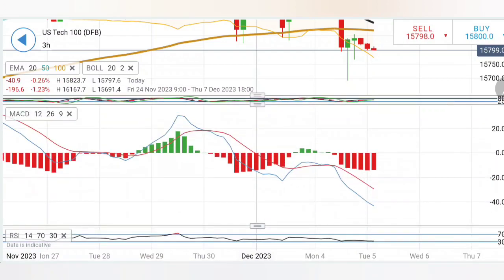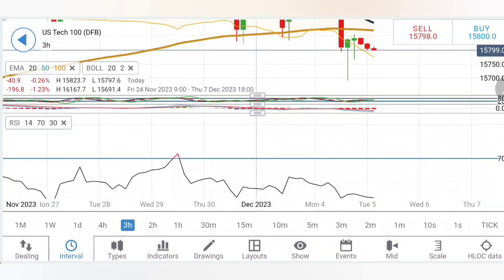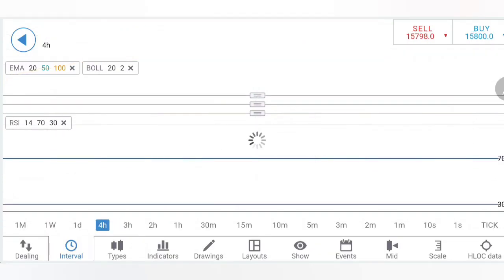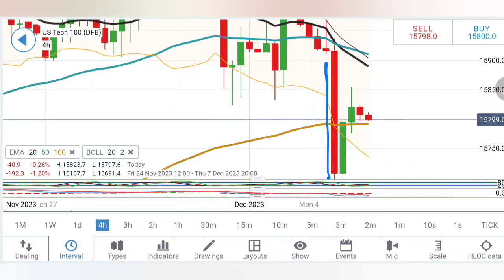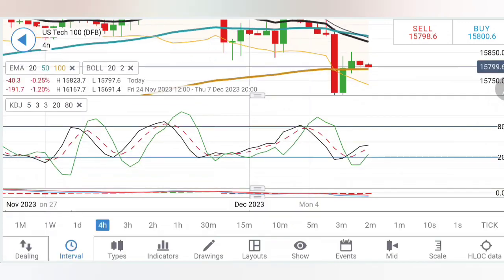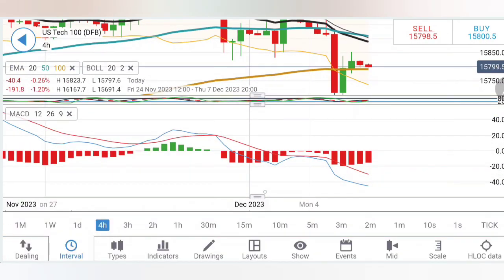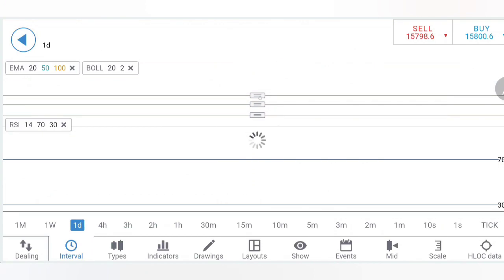The stochastic is flat. MACD is divergent and bearish. RSI is also flat here. Coming to 4-hour. Look at the 4-hour chart, see a strong bearish move, a couple of retracement candles, reversal here. If it stays beyond 15,820, you can buy, expect 15,848.50 as the first resistance and 900 as the next. The stochastic is retracing, MACD bearish, RSI flat, and on the daily.